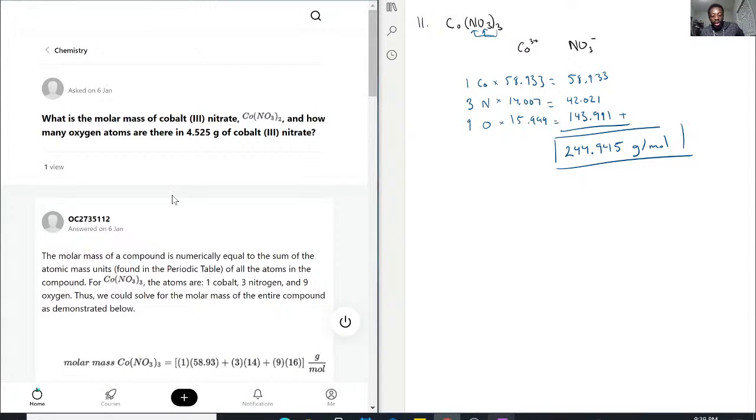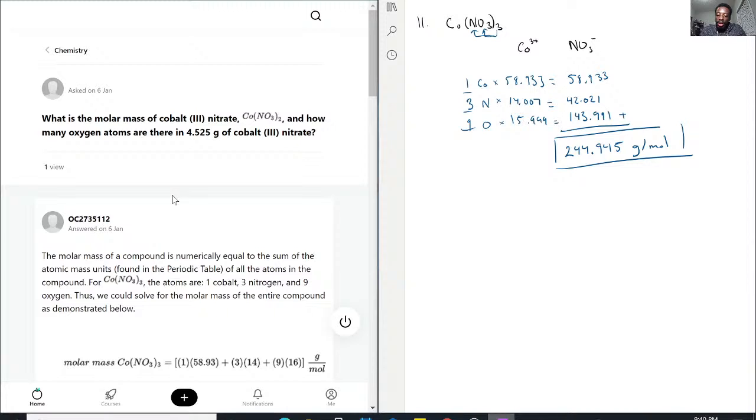Okay? So with that being said, it's also asking how many oxygen atoms are there in 4.525 grams of cobalt-3 nitrate. So now we want to find out how many moles are there in that 4.525 grams, and then we're going to use Avogadro's number to find out how many atoms of oxygen are there. But before we even go there, we need to first find out how many moles of oxygen per 1 mole of cobalt, which should be a 9:1 ratio, as we've done here. Well, to be specific, 1 mole of this molecule.